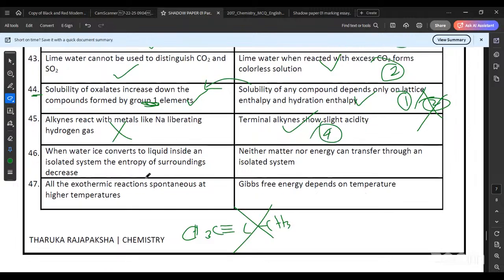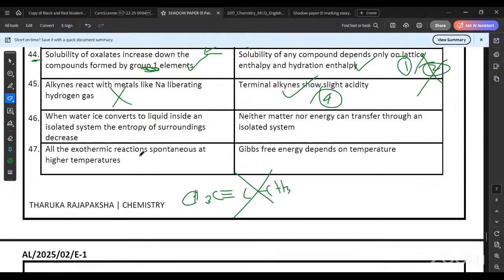When water ice converts to liquid inside an isolated system, meaning energy cannot exchange, the entropy of the surroundings decreases. That is wrong. The surroundings don't change. Why? It's an isolated system. Inside an isolated system, energy cannot exchange, so nothing changes in the surroundings. Therefore that statement is wrong. Neither matter nor energy can transfer through an isolated system. Answer 4.